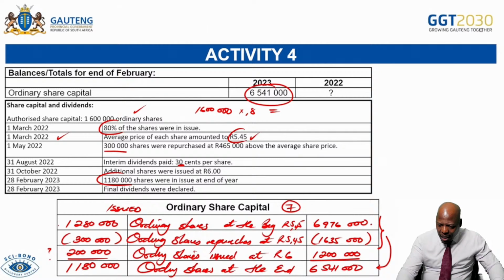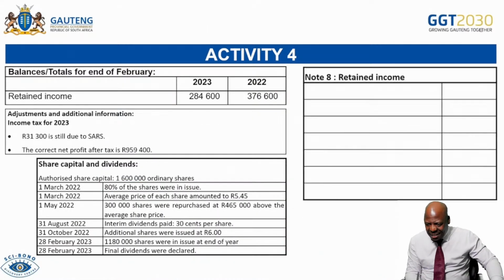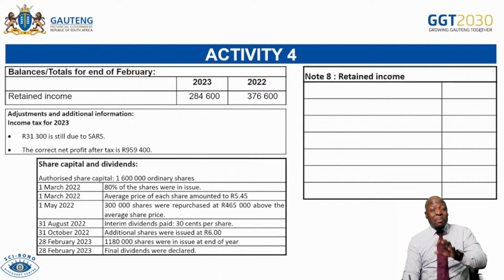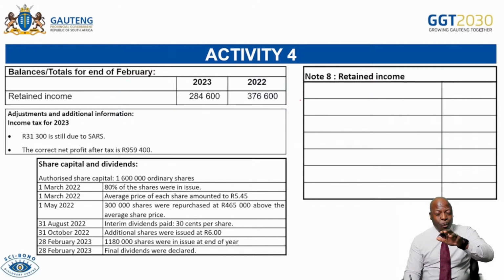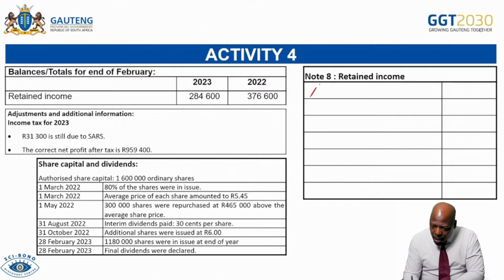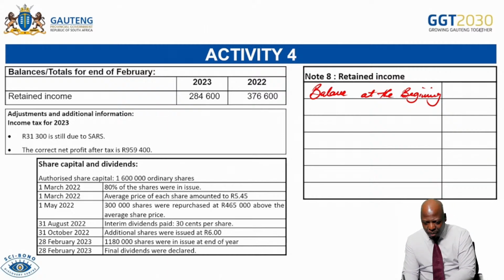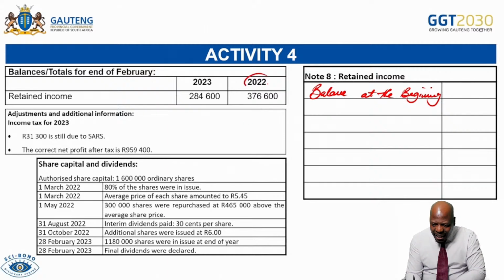Let's see what comes next. What comes next is my retained income. There it is. Format is of great importance. Know your formats. Fingertips. Once you read it, you must know what to write and where to write it. So we begin with balance at the beginning. That is the correct spelling for beginning, by the way. So balance at the beginning in 2022 is going to be 376,600. So this is my 376,600. Are we good? Let's go to the next one.